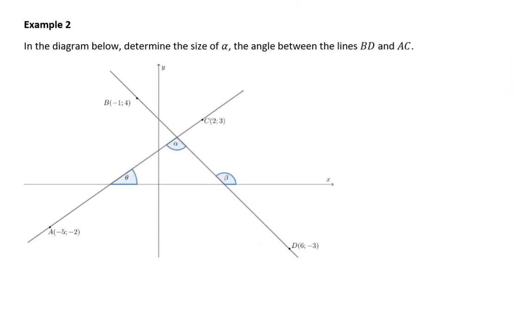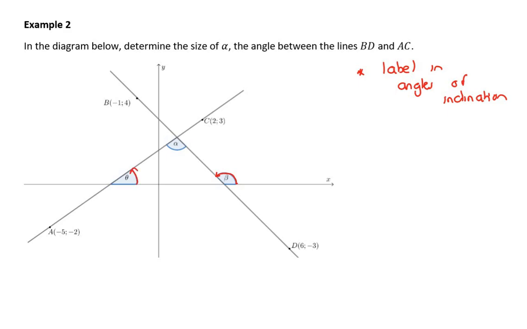Right, let's try some more. These actually are quite fun. In the diagram below, determine the size of alpha, the angle between the lines BD and AC. So don't forget, my first step is to label in angles of inclination. Now, in this question, I happen to label them in for you. It's luck of the draw what you get given in an exam. So I labeled in beta there, which is one of the angles of inclination, and theta.